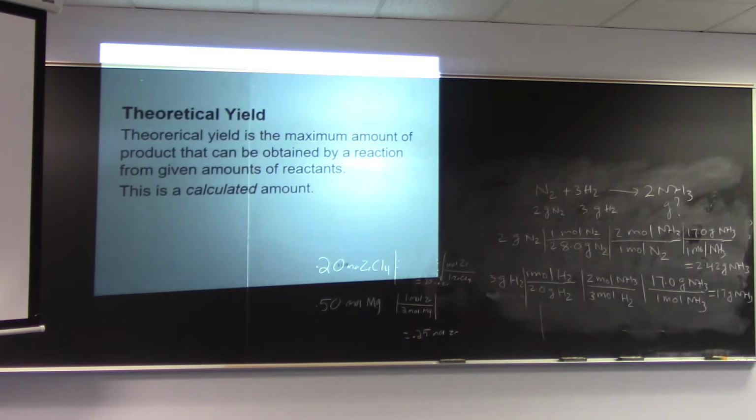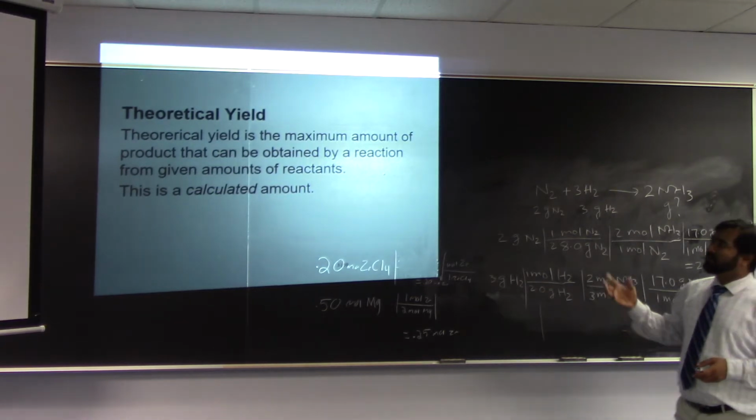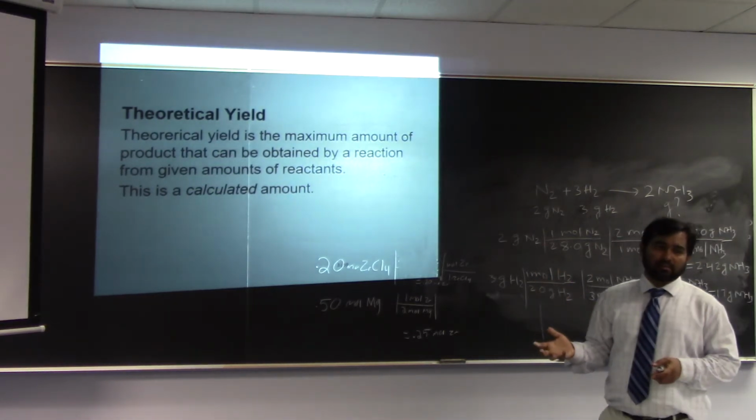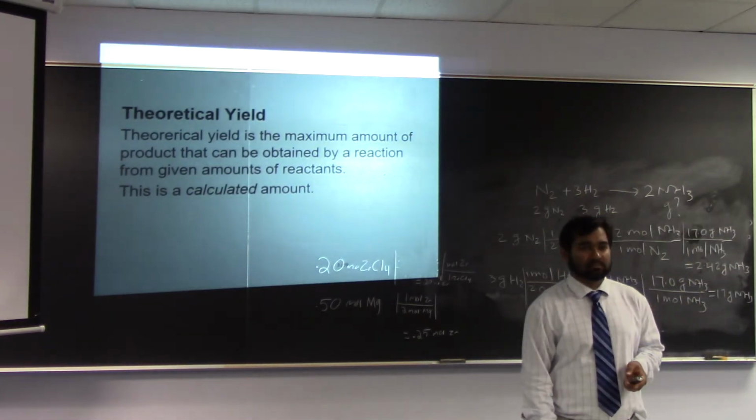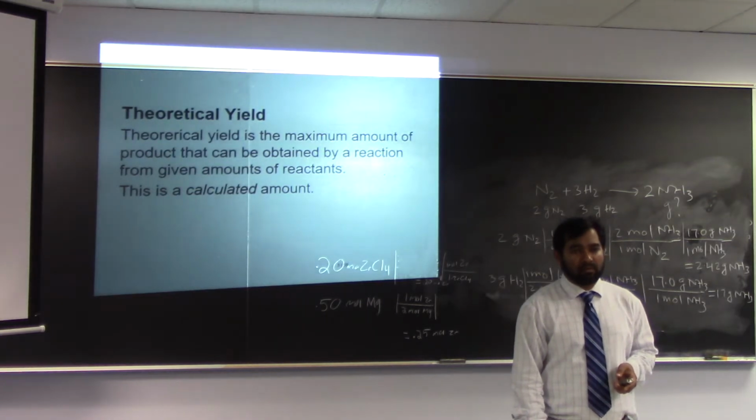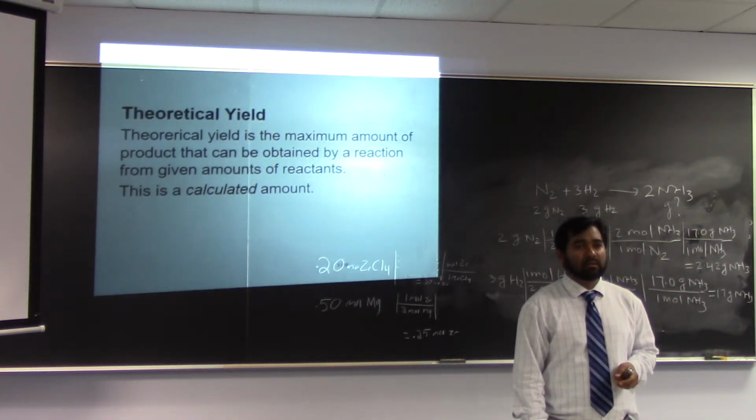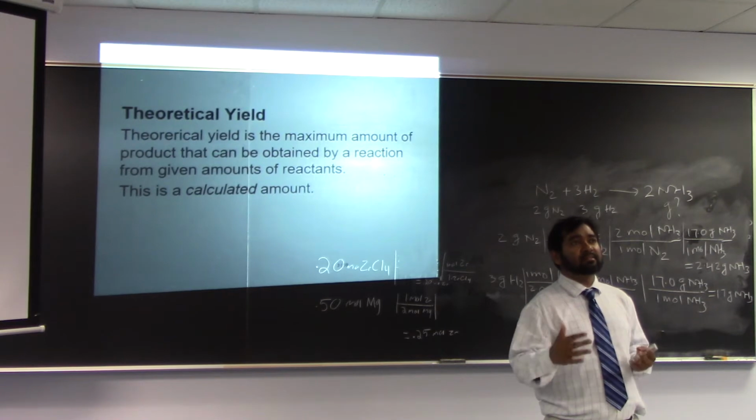So the actual yield will always be different than the theoretical yield. Question: is actual yield going to be lower or more than theoretical yield? Lower. Always going to be lower, right? Because you get less than what you expect.